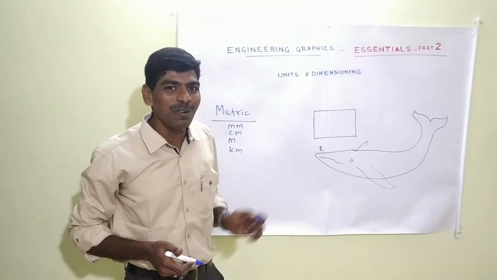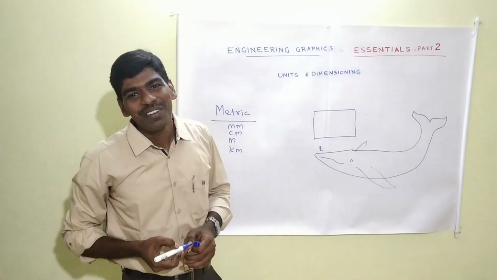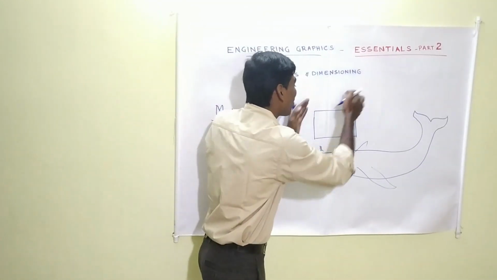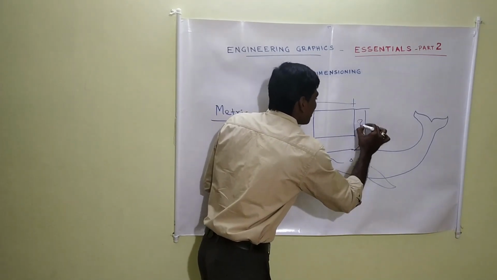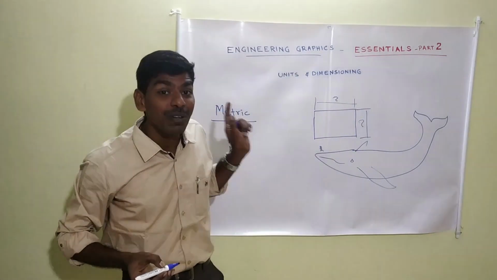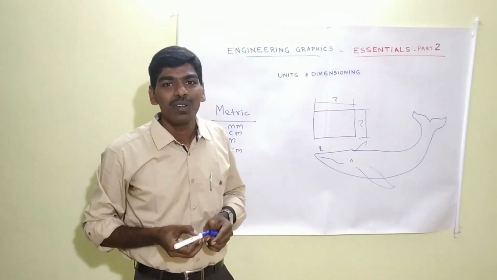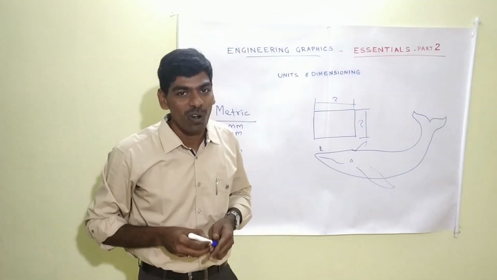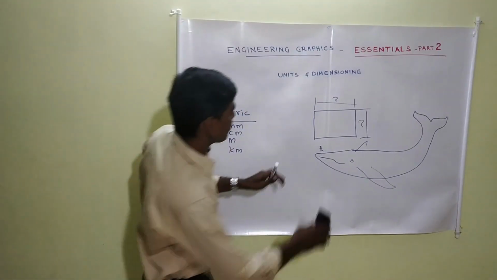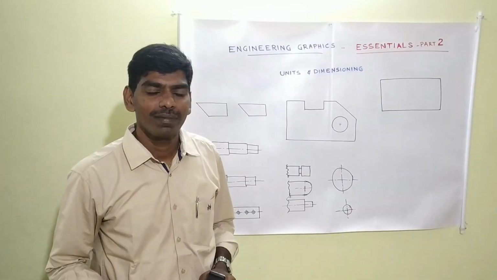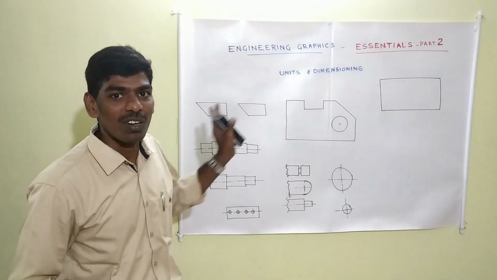But we don't give such detail to the drawing. We need to give dimensions for the diagram. We need to give something like this, like this. This is this much, this is this much. Unless I give this, we will not be able to understand the drawing. Let us see something more in detail about this one. Let us see dimensioning for these diagrams.